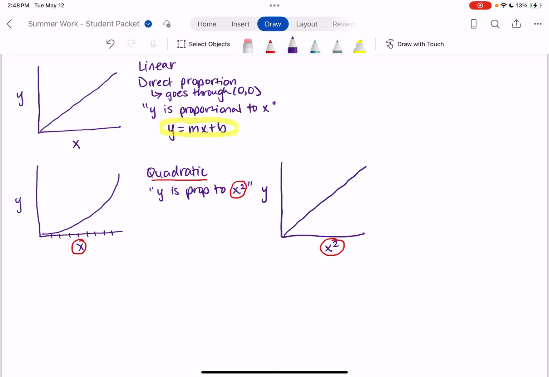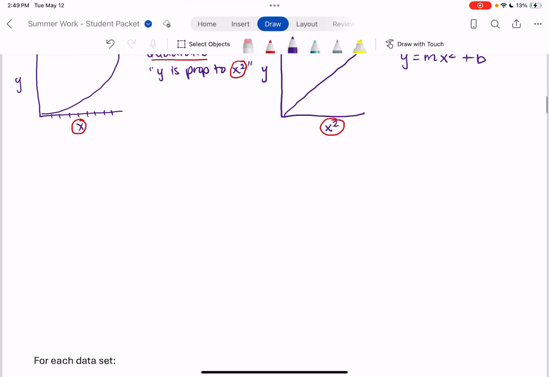So our mathematical model now, because the first graph was not linear, we cannot use y equals mx plus b. But now our second graph is linear, so we can say y equals m, now it's not x, it is now x squared, and then plus b is our y-intercept. So that's what our relationship would look like. So we have linear, we have quadratic.